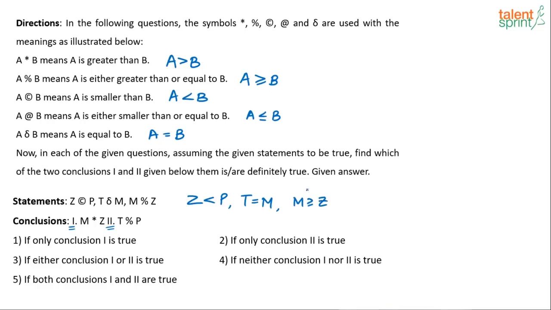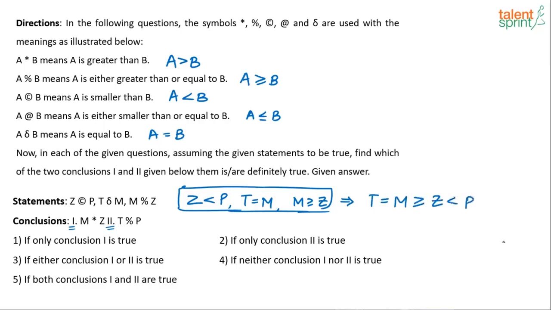Now we got to combine these three statements into one particular statement, right? We can connect all these three parts here. So how do you think it would look like? See, T is equal to M. M here is connected to Z and Z is connected to P. So we can say T equals M greater than or equal to Z less than or equal to P. So that's the statement basically, right? Now look at the conclusions.